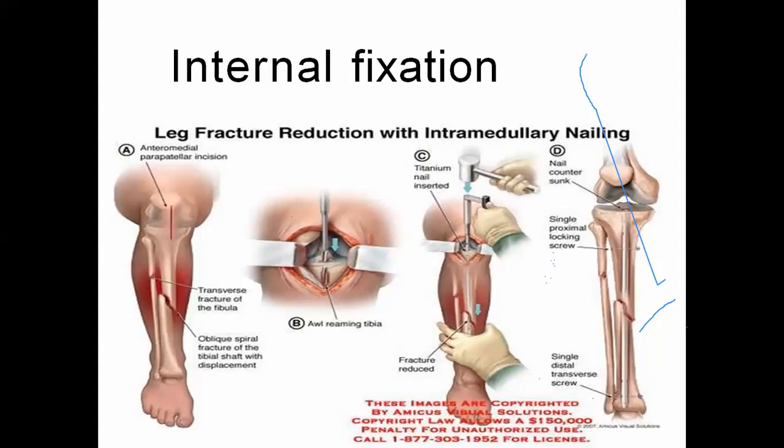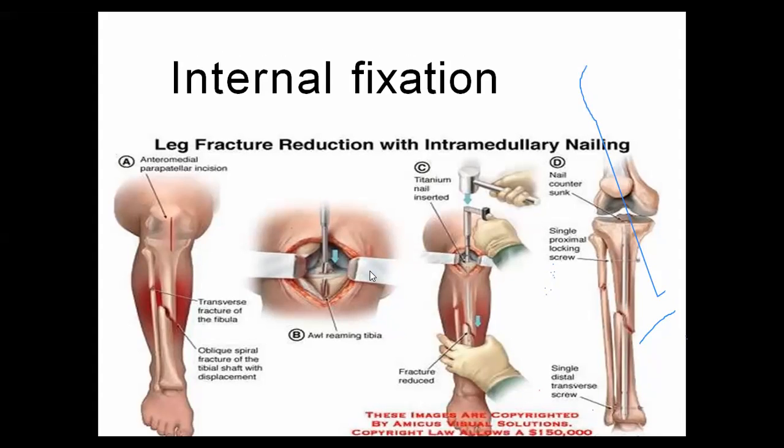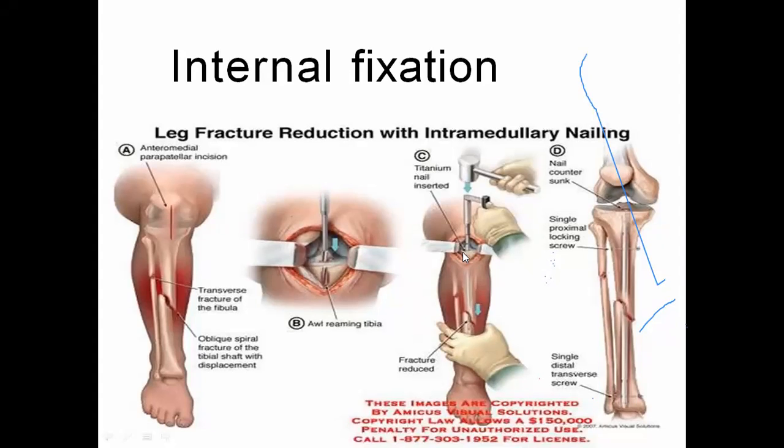When we talk about internal fixation, you can see this is a leg fracture reduction. They are doing this reduction surgery with intramedullary nailing. A titanium nail is inserted, and then the nail is countersunk. So this is the internal fixation. We open the muscle, go through to the fractured bone, and put in nails, screws, or rods to fix the fractured bone in an anatomical alignment.